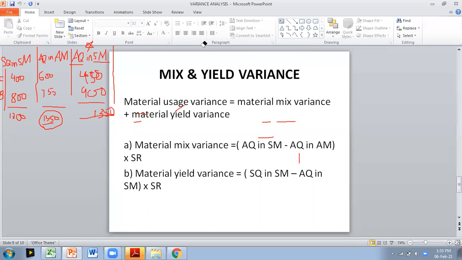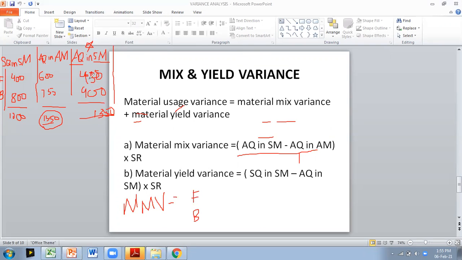Right? We have calculated this from our question: 450, 400, 600, 750, 400, 800, right? Now for material mix variance, we need actual quantity in standard mix. What was the actual quantity in standard mix? So now we are calculating material mix variances for Flash and for Bang, right? We have to take this formula for both, separately.